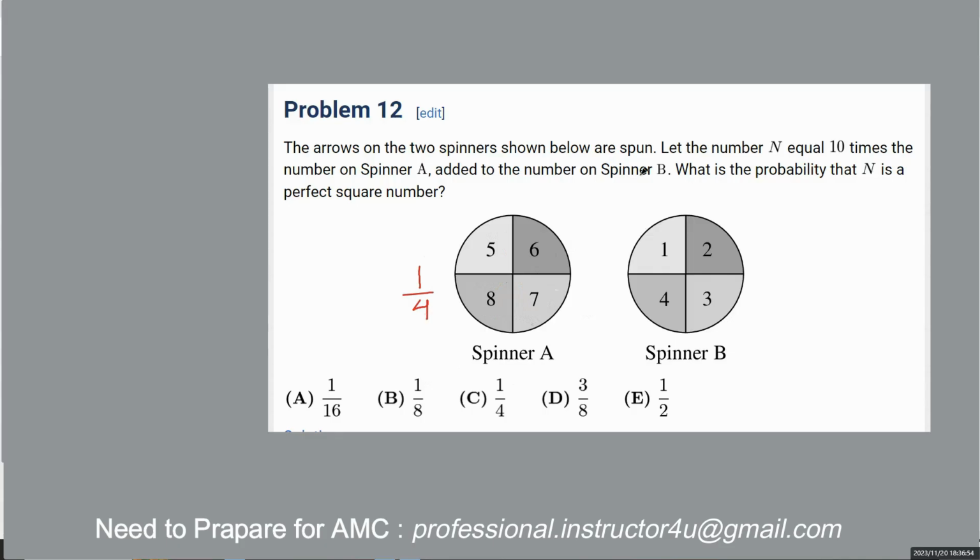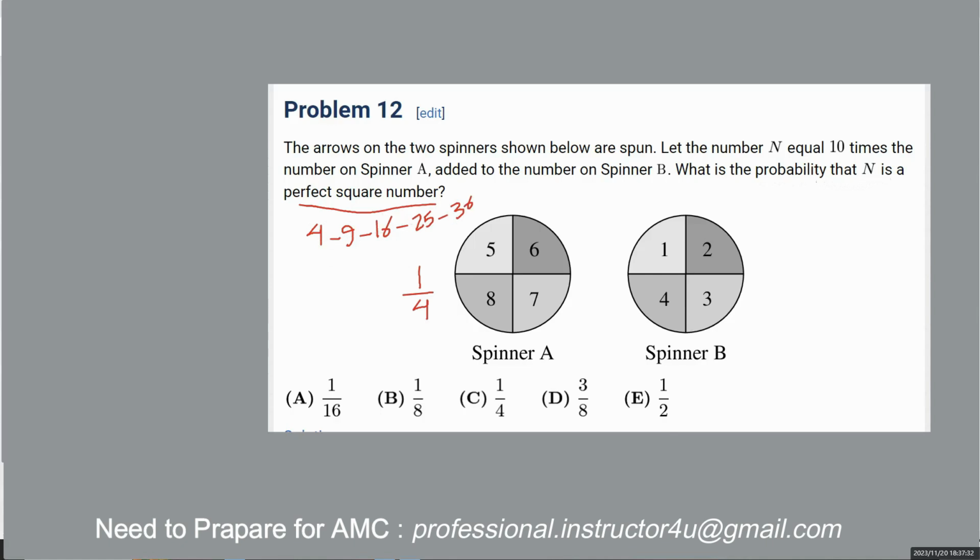So here, the question is asking us, let me read it. The arrows on the 2 spinners shown below are spun. Let the number n equal 10 times the number on spinner A added to the number on spinner B. What is the probability that n is a perfect square number? In case you forgot, perfect square numbers are like this: 4, 9, 16, 25, 36. Why? Because it's 2 times 2, 3 times 3, 4 times 4, 5 times 5, 6 times 6.